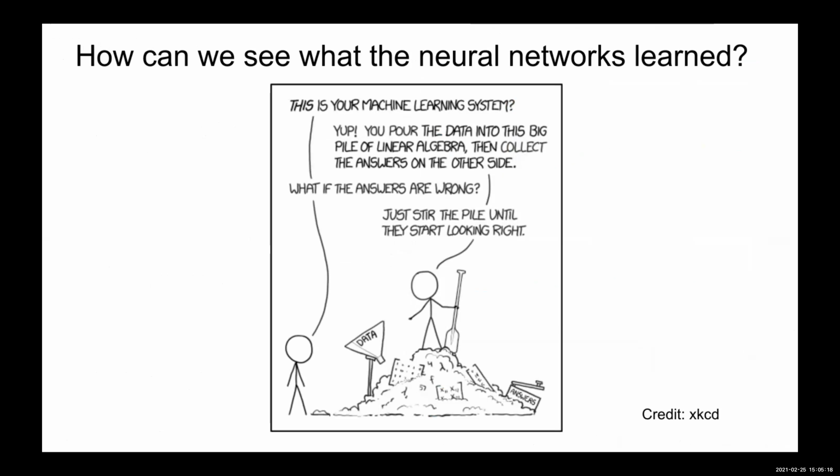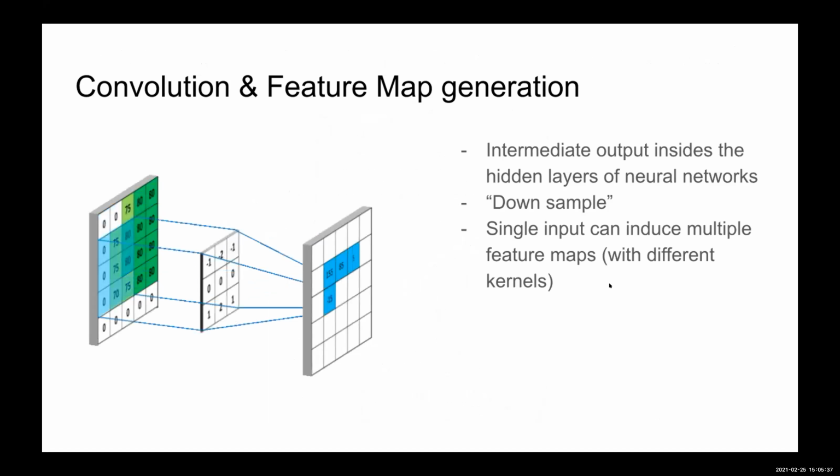So how can we see what the neural network actually learns instead of just treating it like a black box or a big function approximator? This is one of the cartoons that I really like. If some of you have experience with machine learning, usually when it doesn't work, you just tune something and then suddenly it works, and we don't really know why. But as a physicist, that's not very satisfying.